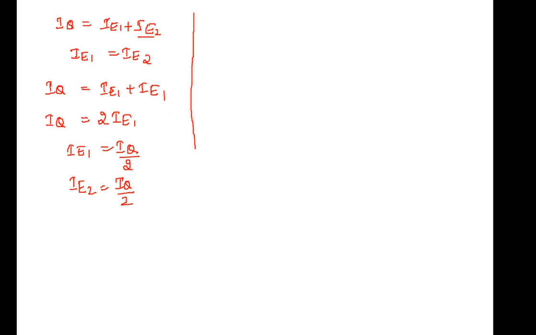And from the BJT equation, IC equal to alpha IE plus ICBO. We know that this is the reverse saturation current. The value of this reverse saturation current is very, very small. So I am neglecting the reverse saturation current. Then IC becomes alpha into IE.